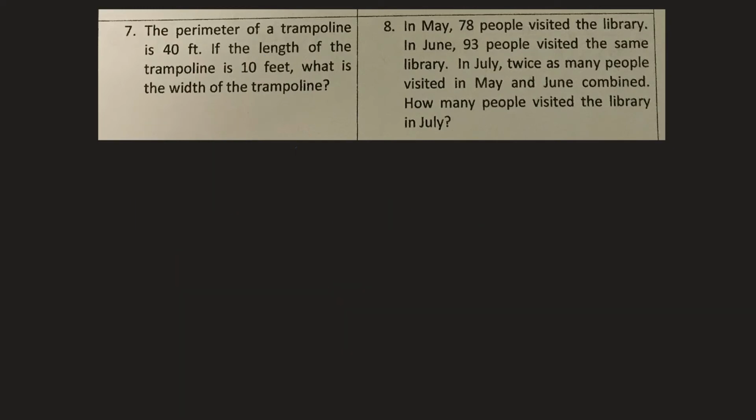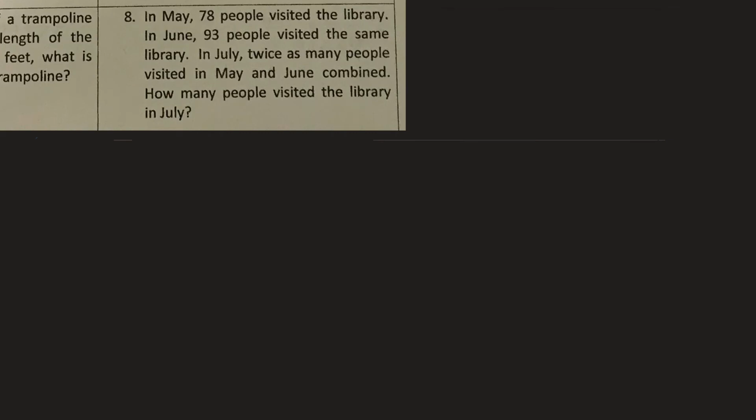Number 8, in May, 78 people visited the library. In June, 93 people visited the same library. In July, twice as many people visited in May and June combined. How many people visited the library in July? So I'm going to start by writing down what I know. In May, 78 people came. In June, 93 people came. In July, it says twice as many people visited in May and June combined.